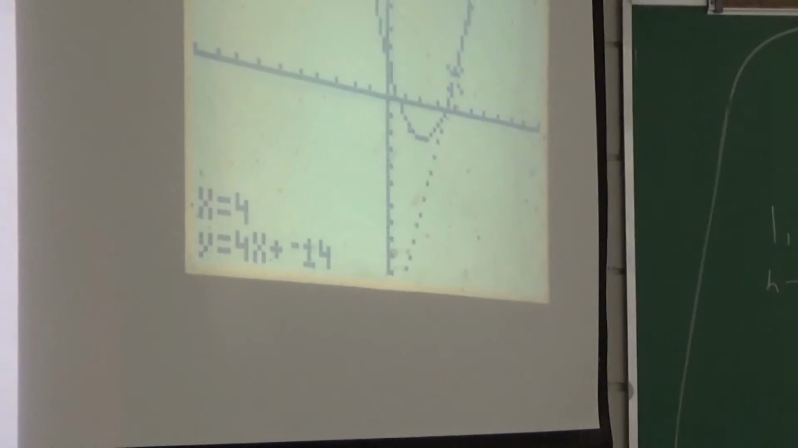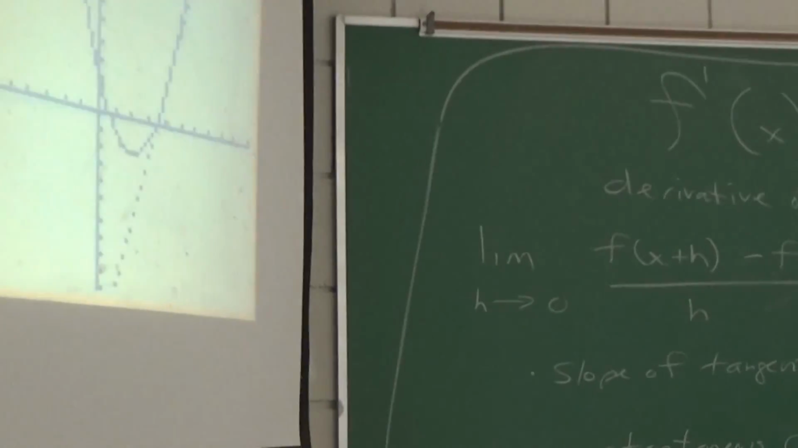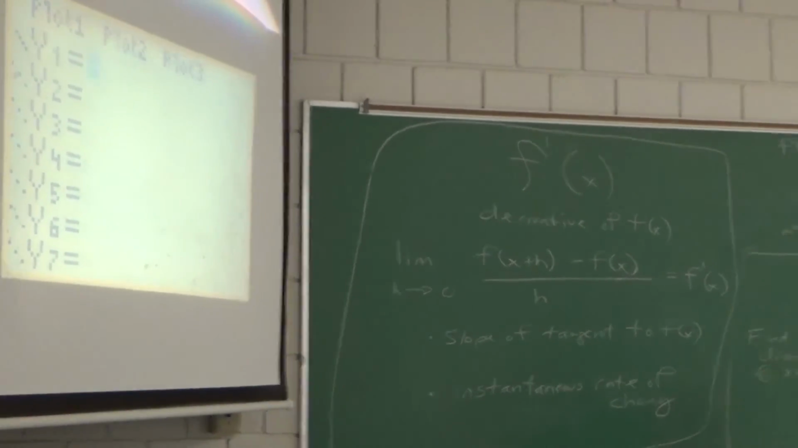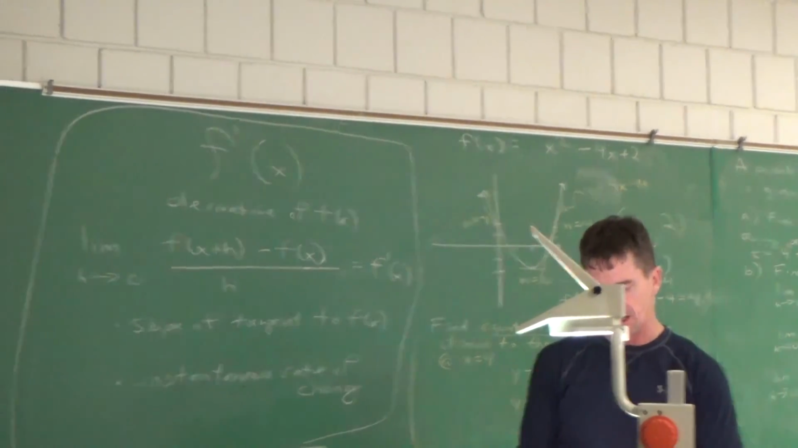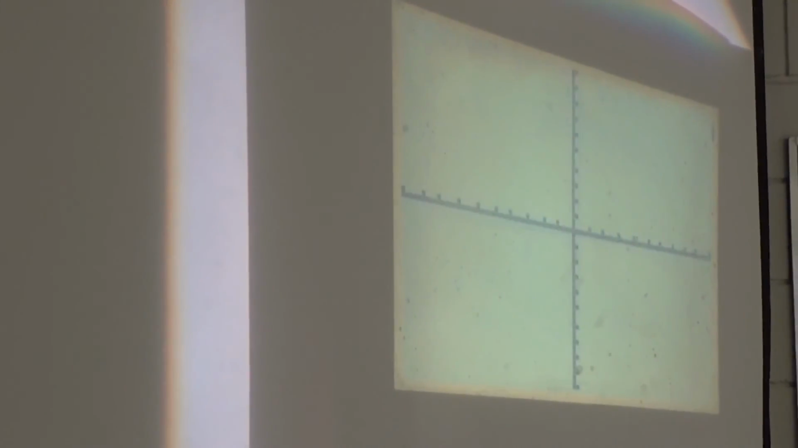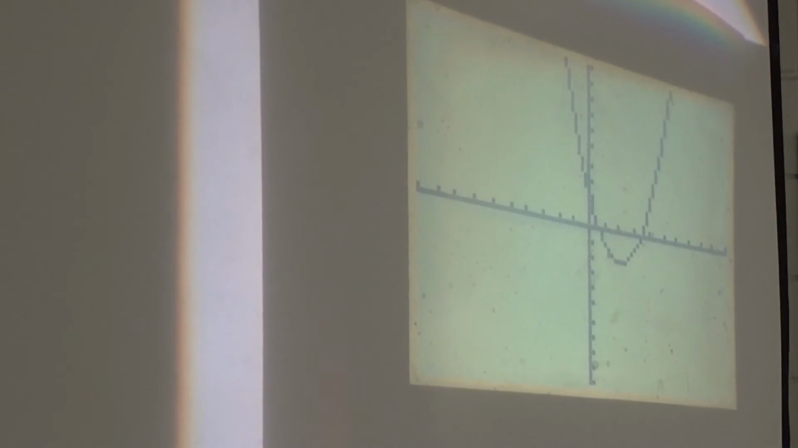So again, let me do this back. First, let me clear this out. What was the equation of the function? X squared minus 4x plus 2, right? Yes. And I made the graph, I just want to see the graph. There it is, so I got that first. Now I want to get the tangent.